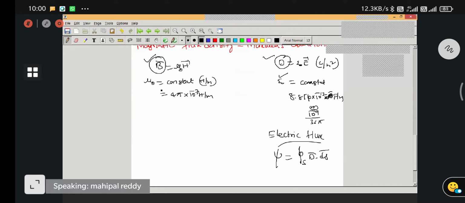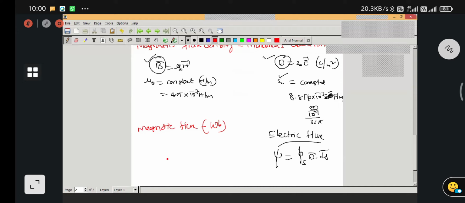What is this flux? This is a magnetic flux, that is the red pen, magnetic flux. What is the magnetic flux? Its unit is Weber. Flux density is Weber per meter square, flux lines passing through the area. This flux equals, in the same way, the surface integral of B dot dS. B dot dS is the Weber. What is the unit of B? Weber per meter square.